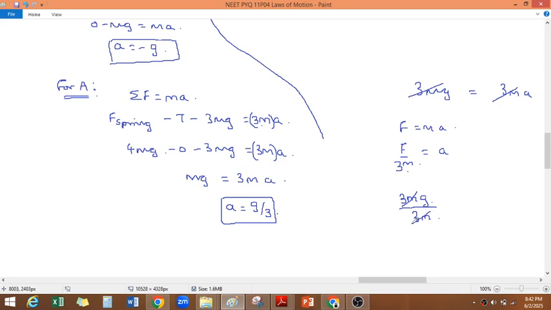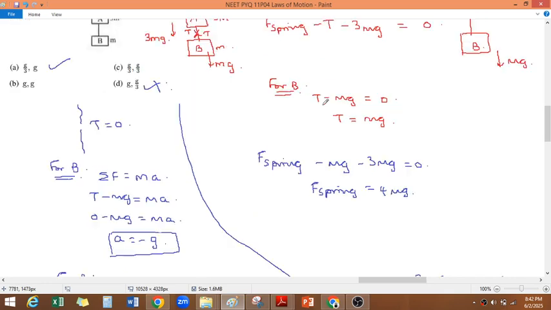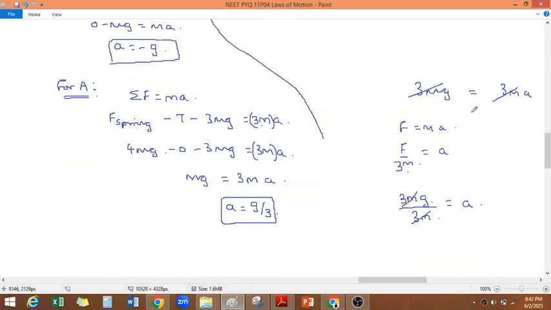So which means this and this will cancel. So you will get A is equal to G, which is actually wrong. You see, you are not bringing in the spring force at all here. There is a spring force acting. The moment you cut this, the spring is going to pull it upwards, right? So I would say this is not correct.